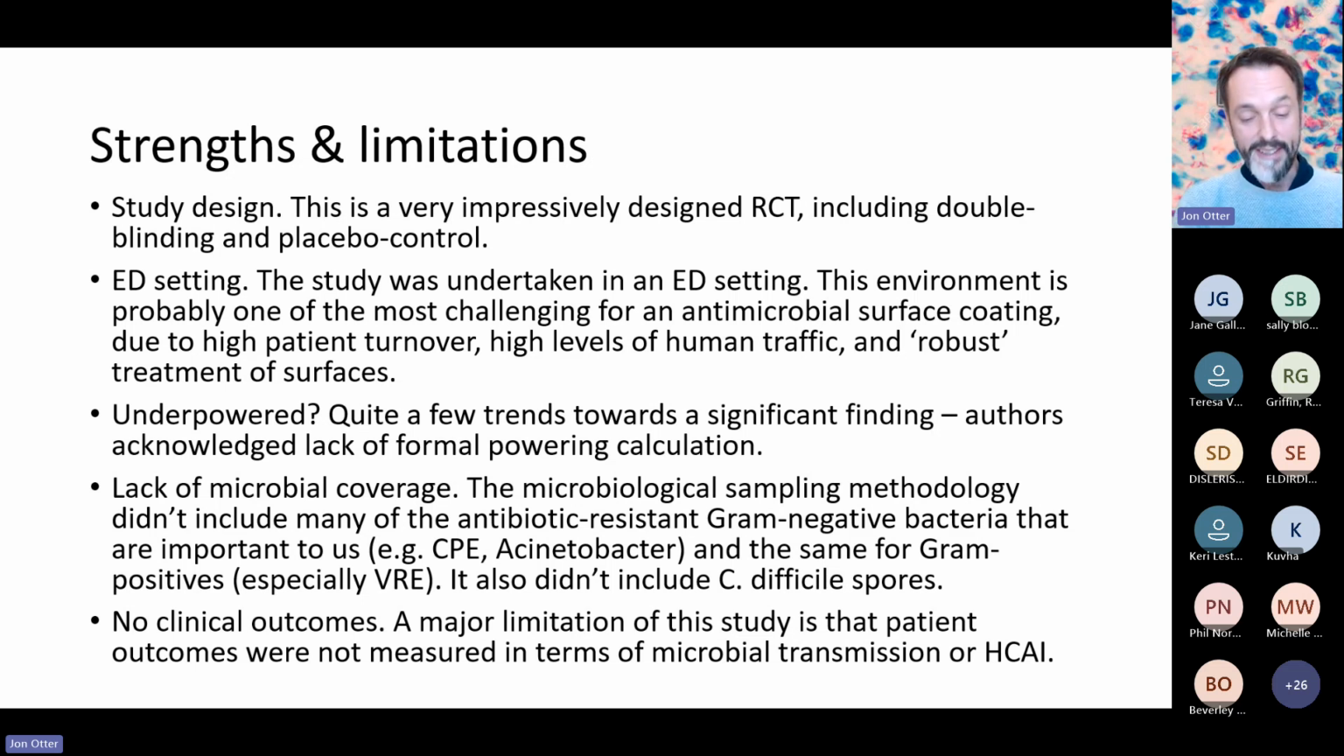Perhaps the most fundamental limitation of the study really is that there were no clinical outcomes. So there was no assessment of whether implementing this antimicrobial surface coating resulted in a reduction in the acquisition of colonization or infection with significant organisms.